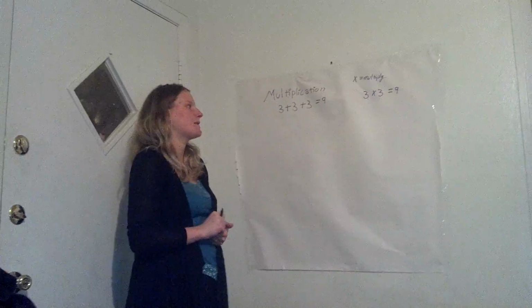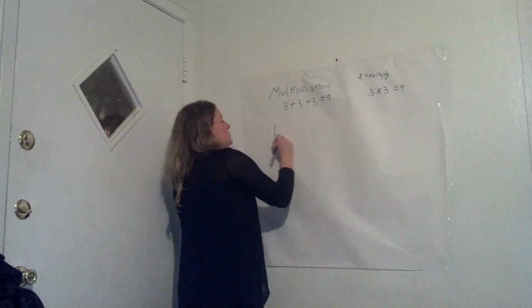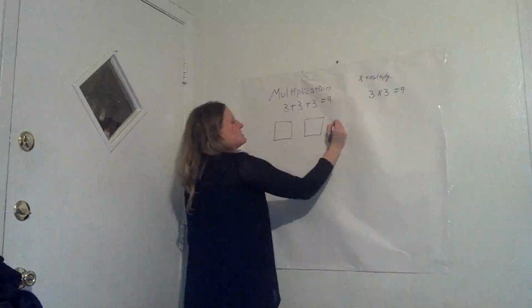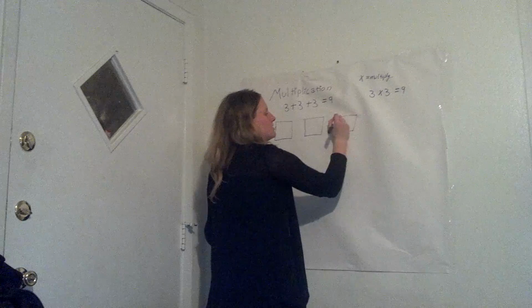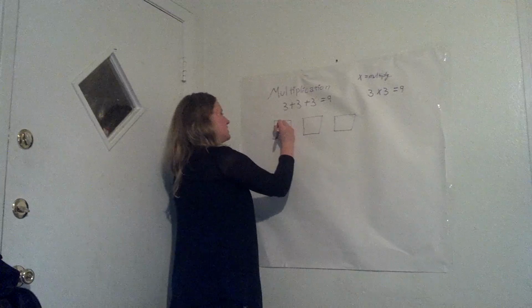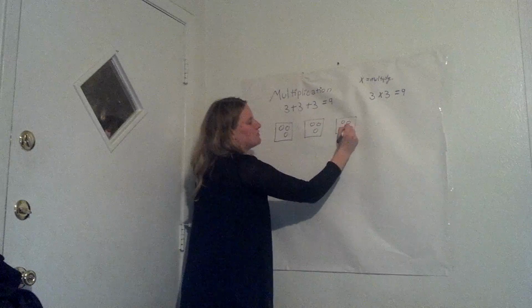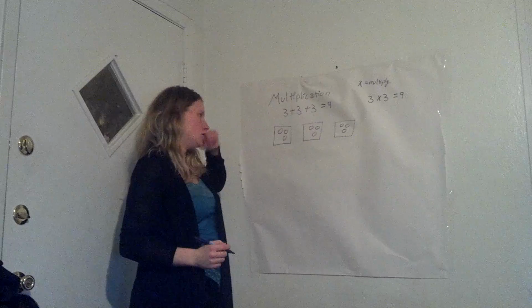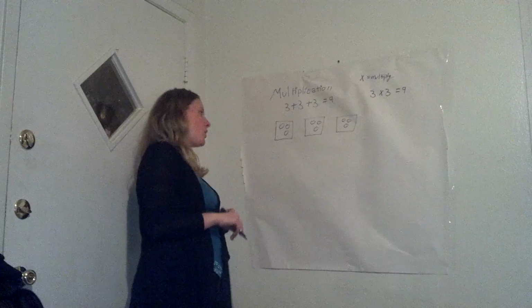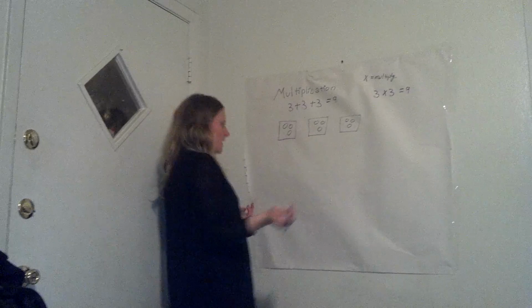So let's pretend like we are doing this exact same problem. We would start out with 3 boxes. Okay? Now, each one of these 3 boxes has 3 balls in it. 1, 2, 3. 1, 2, 3. 1, 2, 3. This is how multiplication can look, if it helps you visualize it in your head. If I wanted to, I could go in and count 1, 2, 3, 4, 5, 6, 7, 8, 9. We have 9 balls.